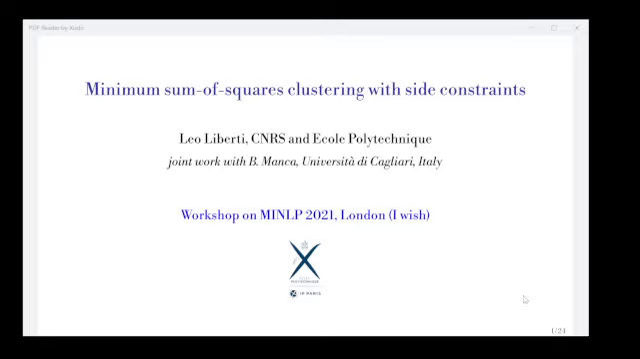Hello, I'm going to talk to you about minimum sum of squares clustering with site constraints. This is joint work with Benedetto Manca at the Università di Cagliari in Italy.